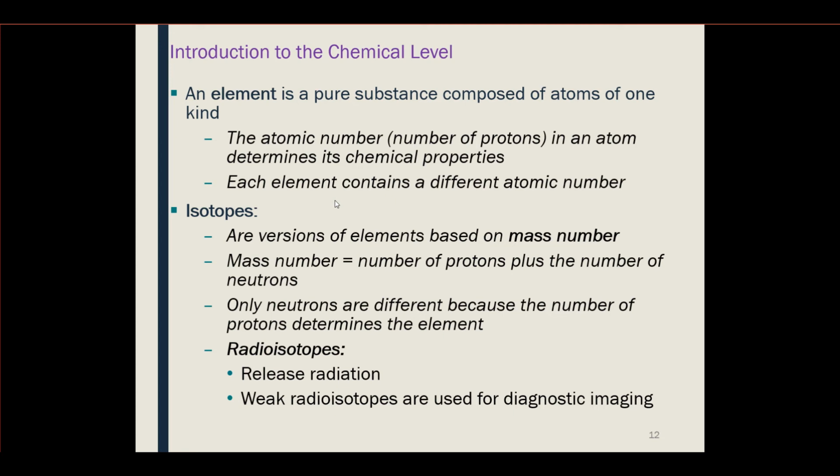Now, you may hear of something known as an isotope. This is where we have a difference in the number of neutrons. Okay, so the neutrons can vary from one atom to another of the same element. So these are versions of elements based on mass number. The mass number we said before is the number of protons plus the number of neutrons. Only the neutrons in an isotope are different because the number of protons always stays the same.